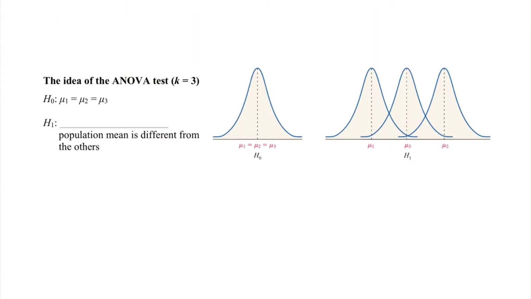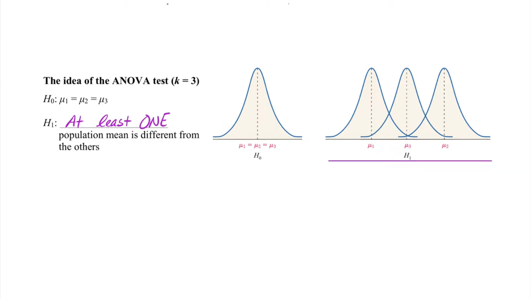What's going on is, our null hypothesis here is that all three of the means from our three populations would be equal. And if the null hypothesis is true, we'd have three distributions that basically overlap each other, since we have normal distributions with the same means. However, our test is to find out whether at least one population mean is different from the others.